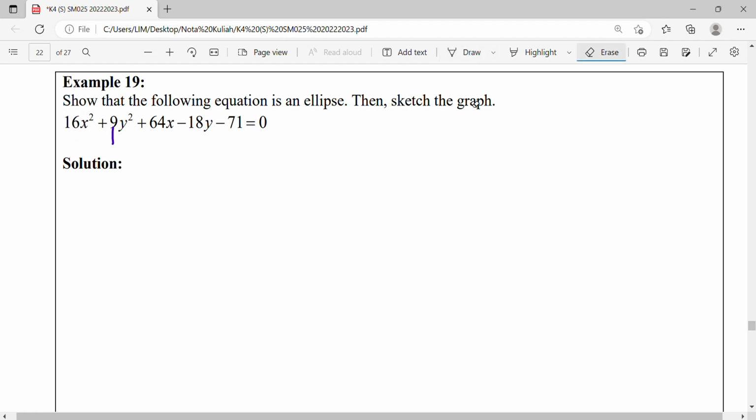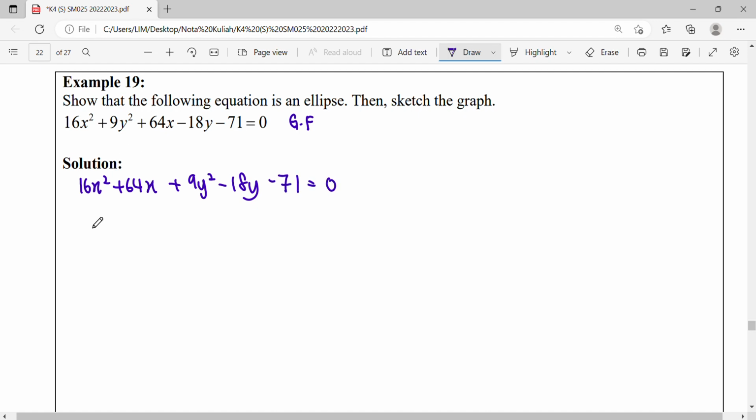So how do we show it is an equation of an ellipse? We have to put it back to its standard form. This is the general form, when we expand everything and set it equal to 0. To put it in standard form means to put it in brackets. We have to complete the square. So to complete the square, we rearrange the terms involving x and y. For 16x squared together with 64x, rearrange first, and then 9y squared minus 18y, then minus 71.